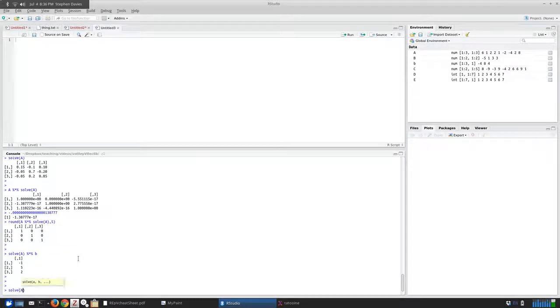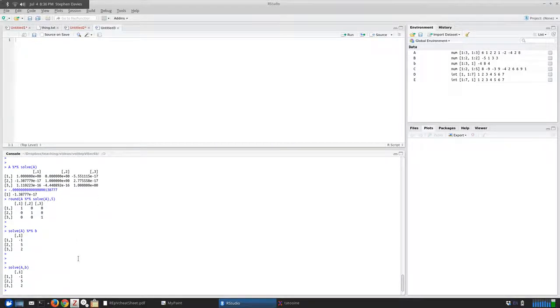Again, the better way to do it in terms of round-off error and speed is to do this in R, to give both those to R and say, hey, do Gauss-Jordan elimination to find the solution to these simultaneous equations, and you can see you get back the same answer here.